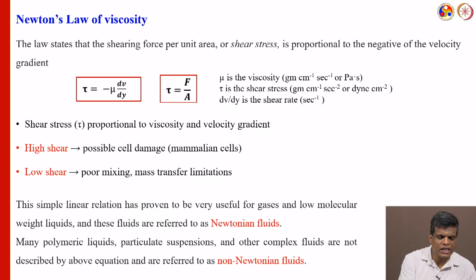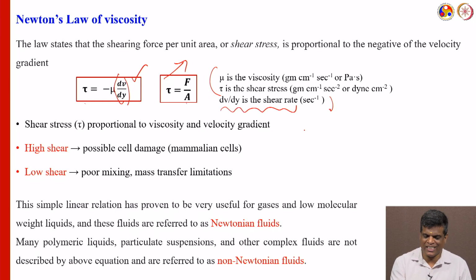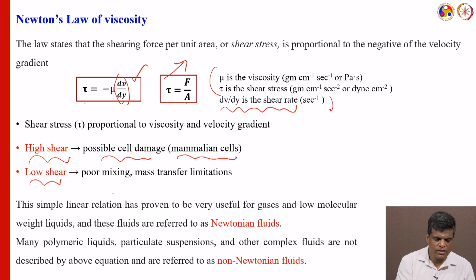So, Newton's law of viscosity: tau equals minus mu dV by dy, as we discussed just now. Tau equals F by A, that is the shear stress, and dV by dy we call the shear rate or velocity gradient. When there is high shear, there is possible cell damage, for example to mammalian cells. When there is low shear, there is poor mixing, and then mass transfer becomes the limitation.